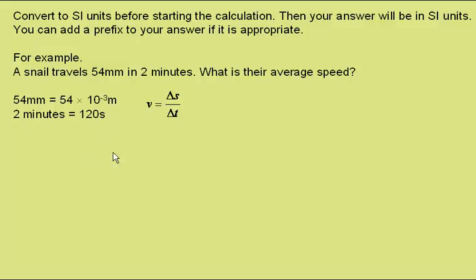Now we can write down our formula. Speed is equal to change in distance over change in time, which is our distance of 54 times 10 to the minus 3 meters over 120 seconds, which comes out at 4.5 times 10 to the minus 4 meters per second. If appropriate, we could then say that that is 0.45 millimeters per second.